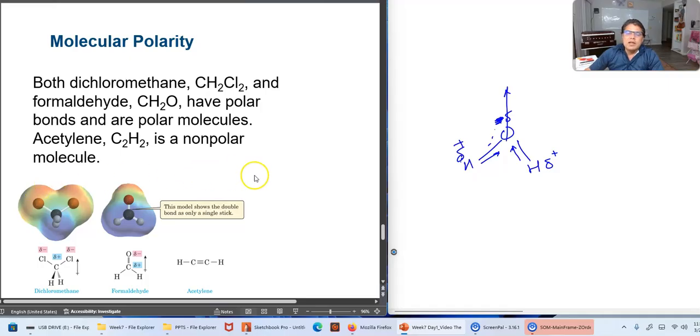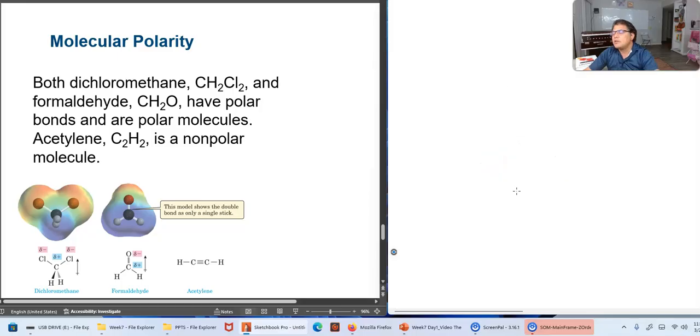Let's take one other example. Both dichloromethane and formaldehyde have polar bonds and are polar molecules. Look at how one region is positive and the other region is negative, delta positive and delta negative. The electronegativity difference tells you polar or non-polar. If overall one region is positive and the other region is negative, then it is a polar molecule. For example, CH2Cl2 and CH2O are polar molecules.